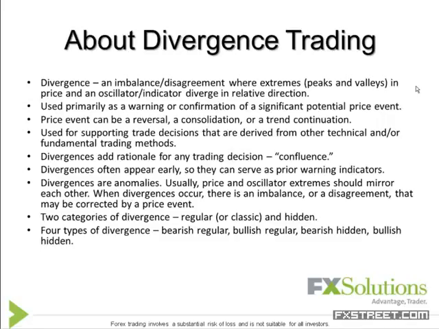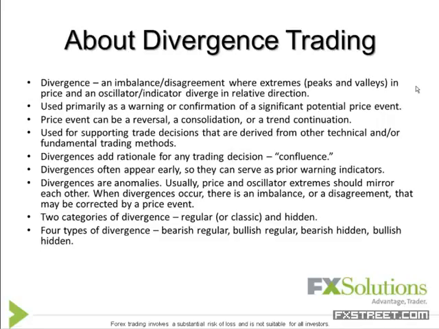Now, divergences are anomalies. Usually, when you look at price and you look at an oscillator, you'll see that the price and the oscillator in terms of the highs and the lows should mirror each other. So if you have a higher high in price, then most often you'll see a higher high in the oscillator as well.